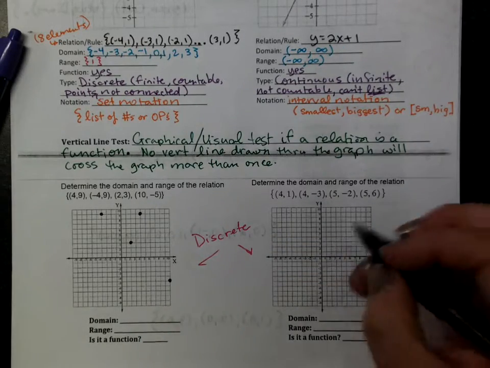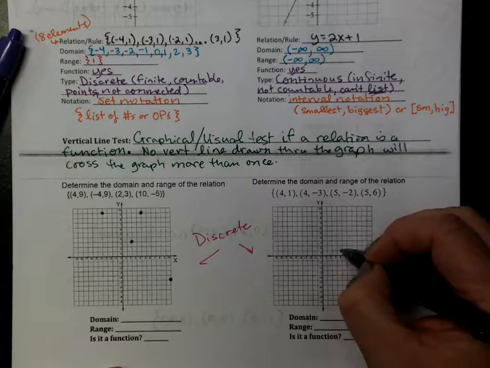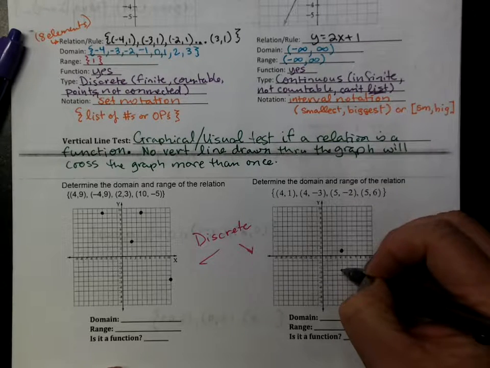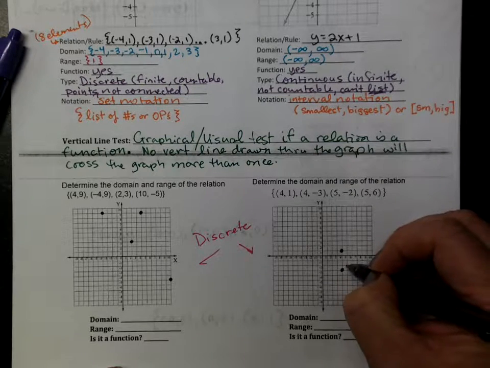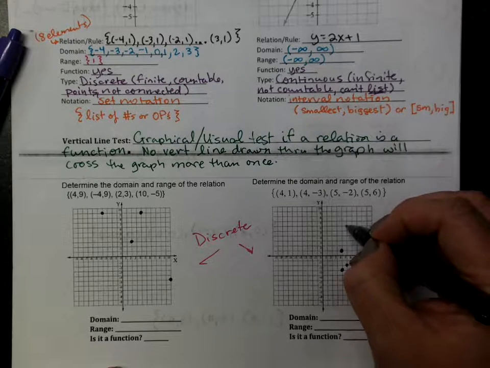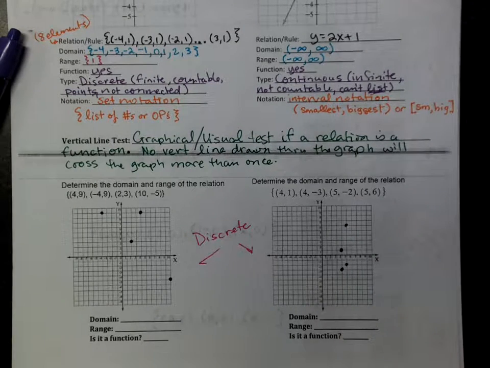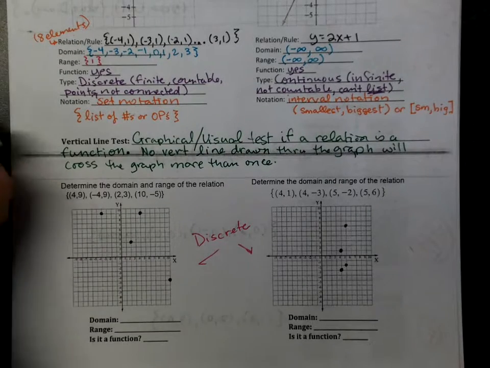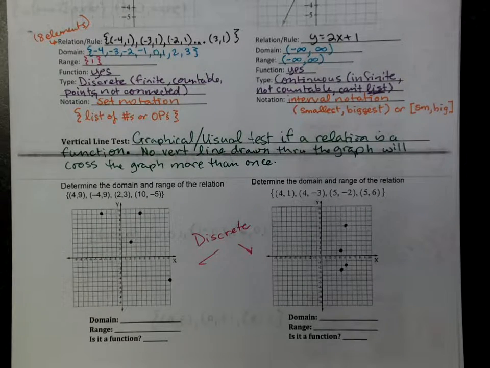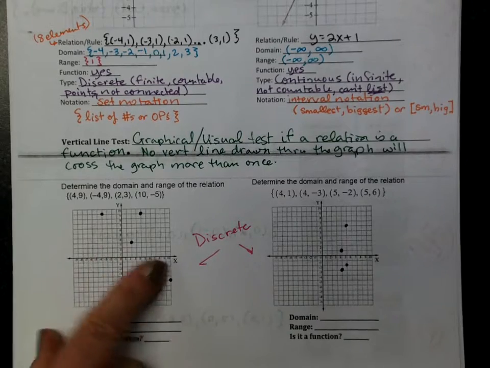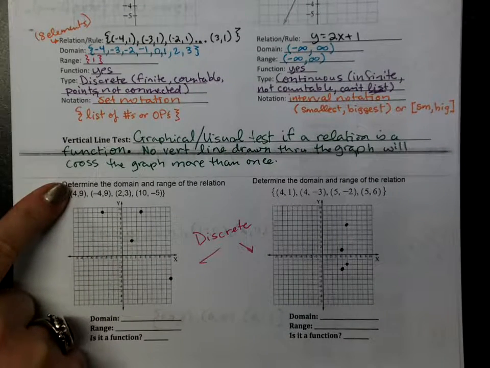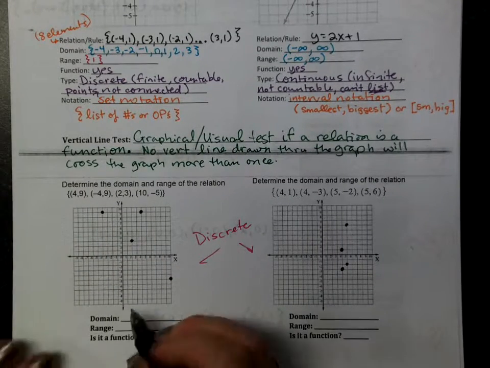Also point them here. So 4, 1. Okay. Discrete: point, point, point. No in-between numbers, not connecting the dots. Okay. So here, either looking from the graph or from the relation list here with the 4 elements, what is the domain?